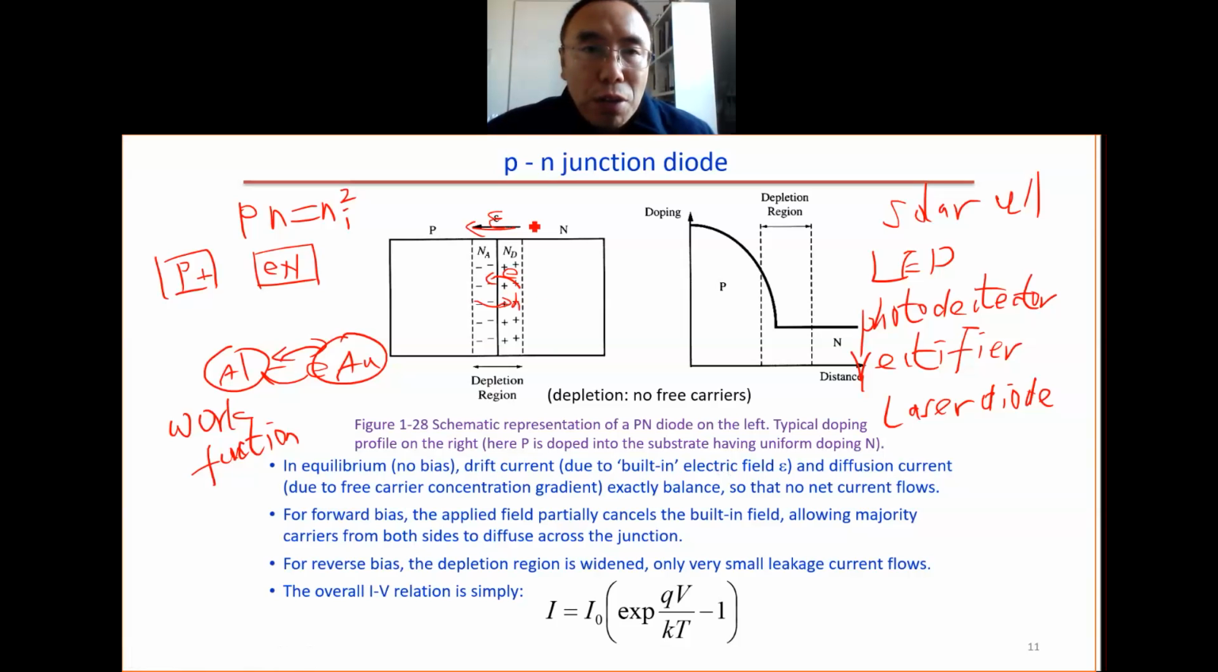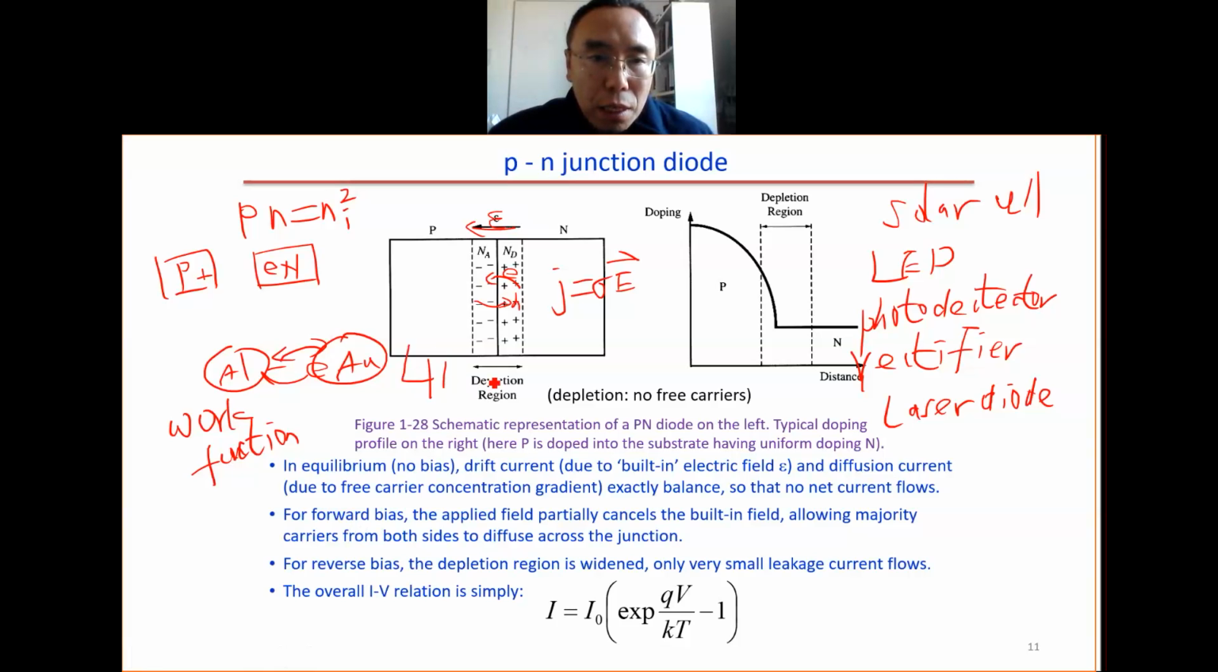The drift current is given by something like this. It is based on the built-in electrical field. The drift and diffusion currents cancel each other off, so there is no current.